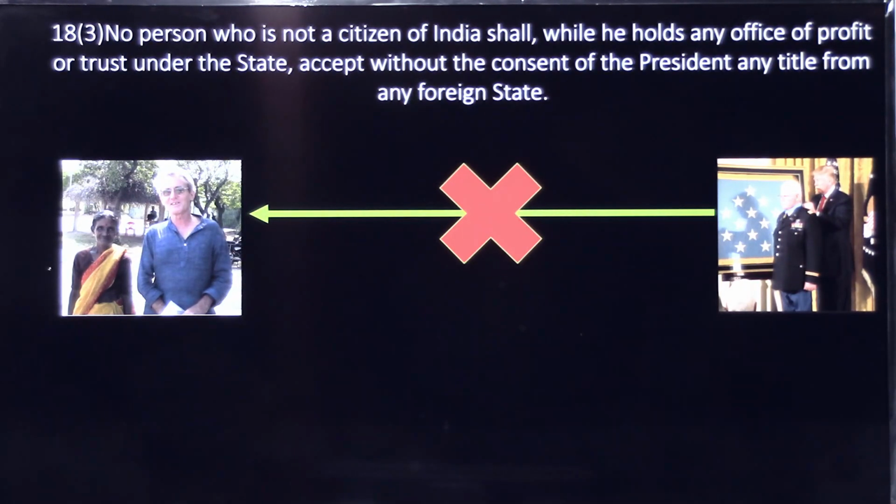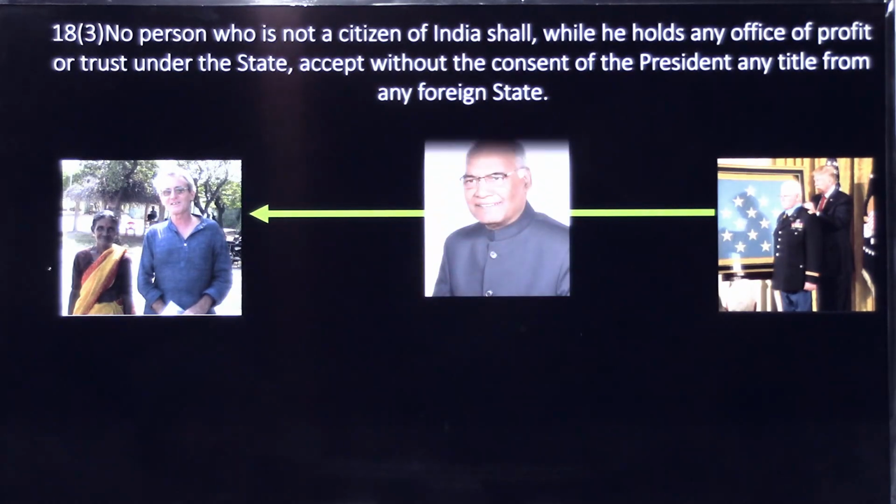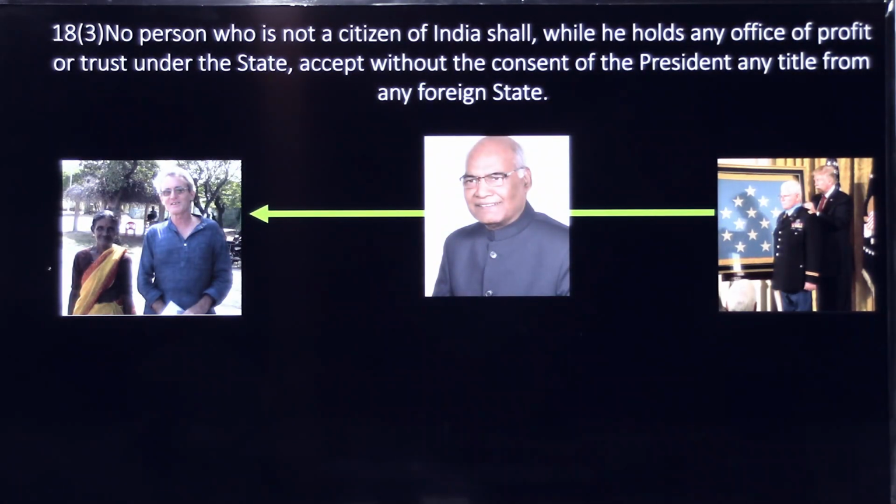So there is an exception, and the exception is that if he could obtain the permission from the Indian president, then he can have any such title from a foreign government. I hope you do have clarity. Let me read this clause once again with simplicity. A foreigner holding any office of profit or trust, if he has to have any title from any foreign state, he will have to obtain permission from the Indian president.